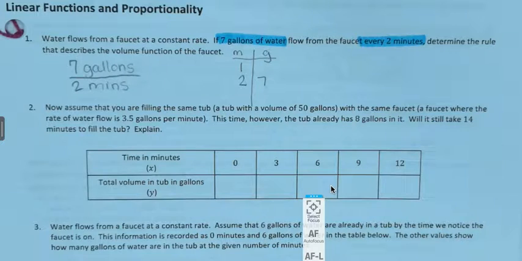So you learn unit rate in 6th grade. Yep. And then you use it in 7th grade when you do proportionality. So we're thinking about that here. 7 gallons every 2 minutes. A unit rate is when it's every 1 minute. So how do I figure out what it is for every 1 minute?